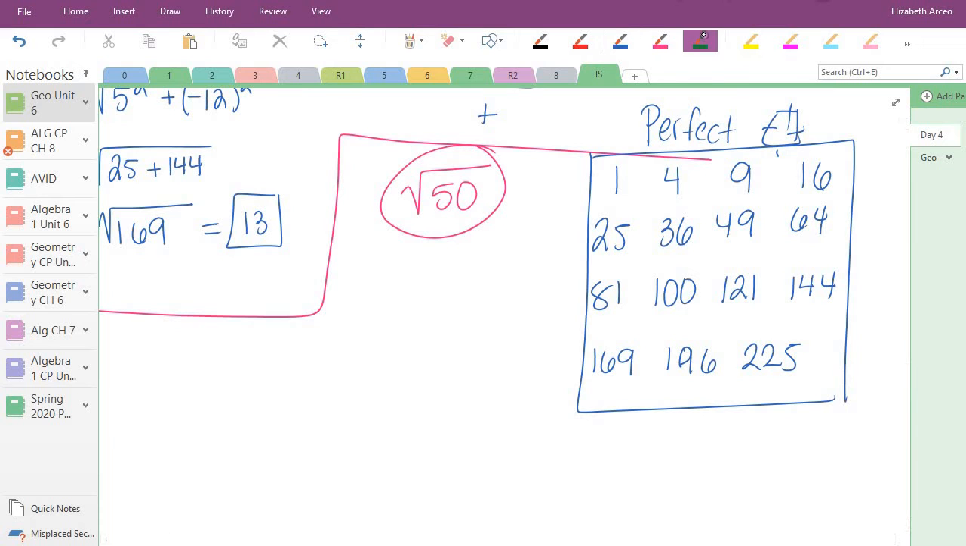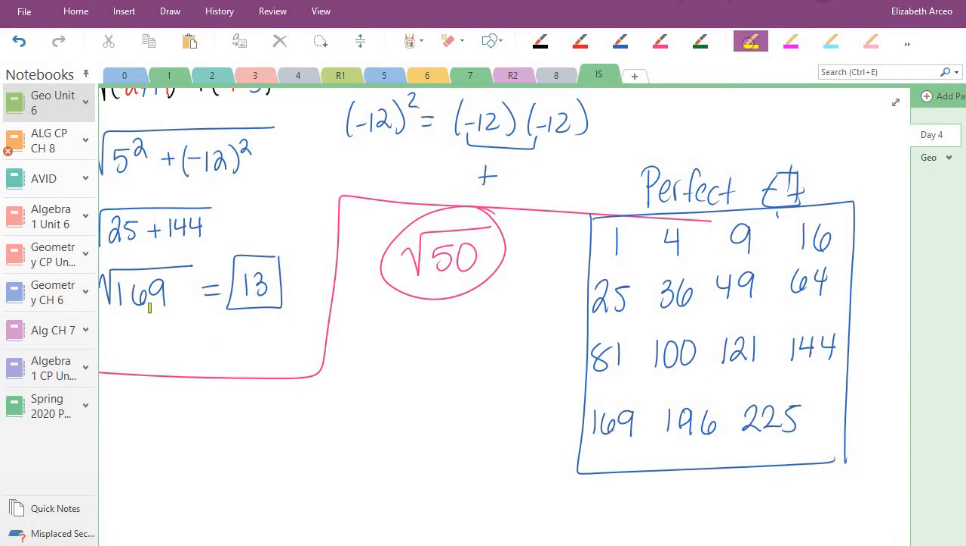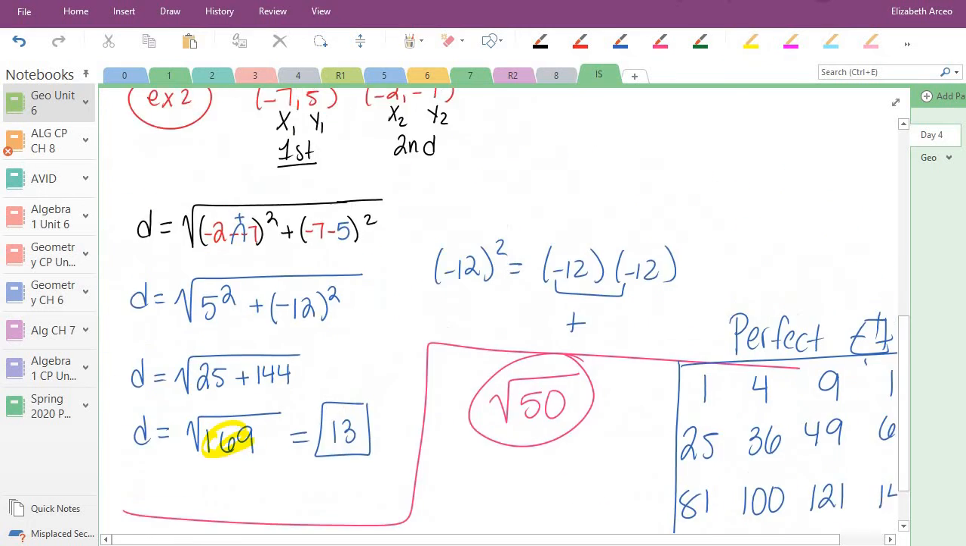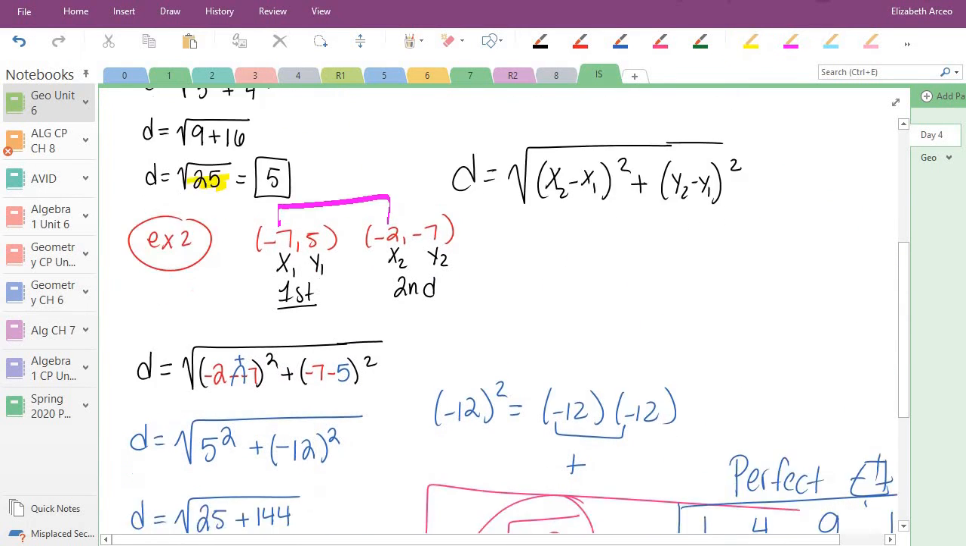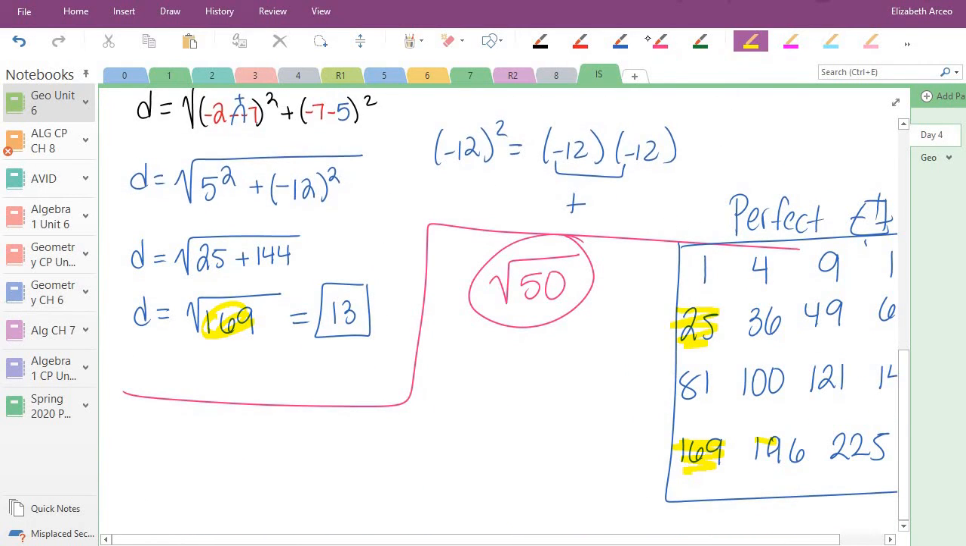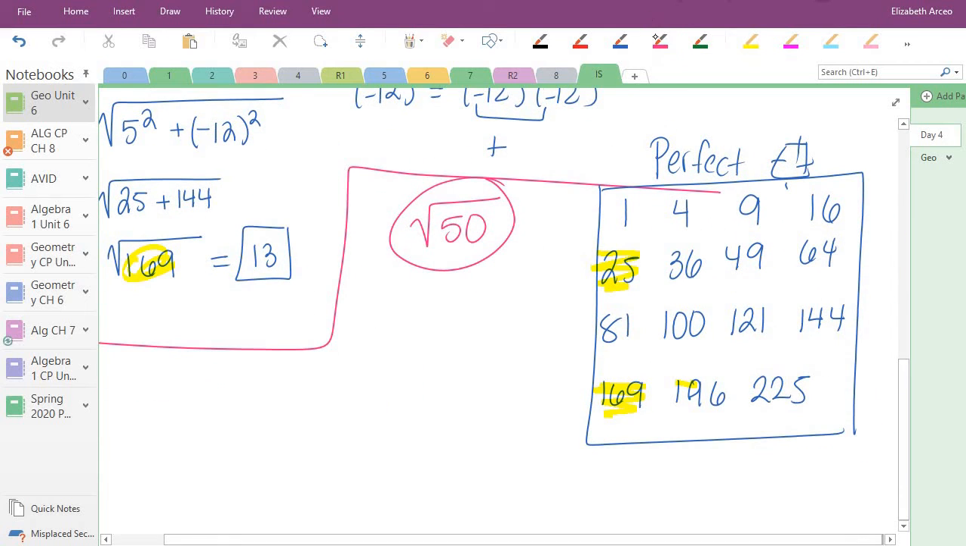Okay, so what you want to do is, if you do not have one of these that reduces perfectly, like 169, it's obviously there. And the square root of 25 is there. So those are easy questions because you can just find the square root. But if you do have the square root of 50, which is not on here, you want to break up the perfect square into one of these values that multiplies it by.